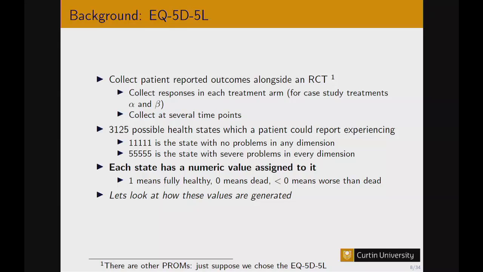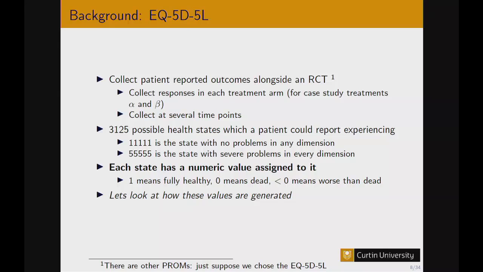So if we do this, there are 3,125 possible health states that a patient could report experiencing. So there's a level for each of those 5 dimensions. So just to set this up, 1, 1, 1, 1, 1 is a state with no problems in any dimension, and 5, 5, 5, 5, 5 is the worst. So there's severe problems in every dimension.